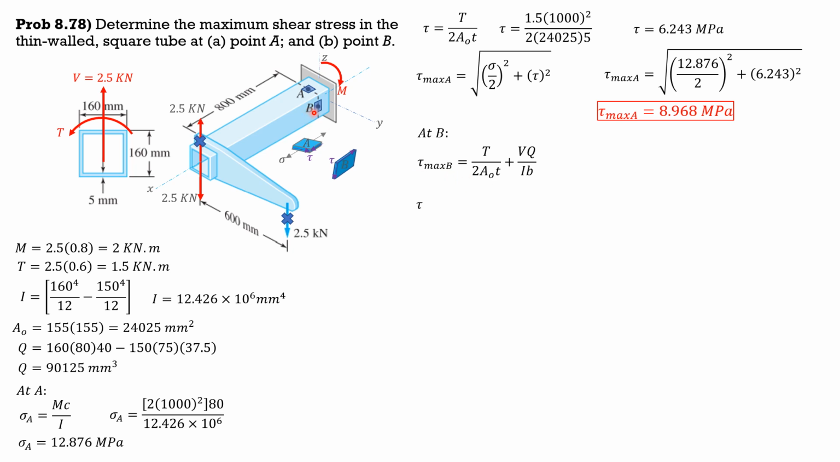So there's no bending stress at B. So tau max is 6.243 plus maximum shear 2,500 newtons. Q is 9125 over moment of inertia. Thickness through the neutral axis is 2 times 5 mm. That's 5, that's another 5. So substituting and computing, it is 8.056 megapascals. So that's it for this problem.